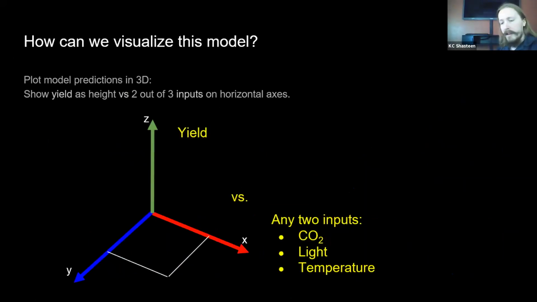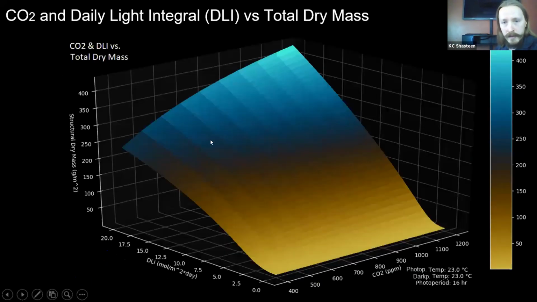So the model can be visualized maybe a little better if we put it on some 3D graphs and use any two inputs of CO2, light, or temperature, and plot them versus yield. And that will help us to understand a little better about what kind of optimizing the model is able to do. So these graphs are made with crops run through the model at set points. So each of the set points are shown in the horizontal axes here. So for this particular graph, we've got DLI versus CO2 concentration.